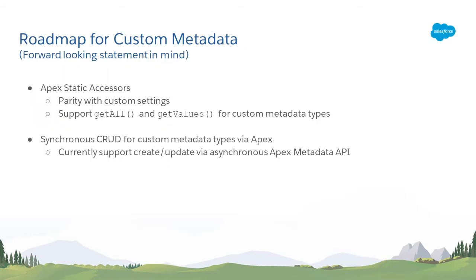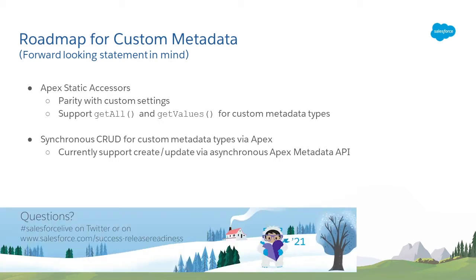Now, before I pass it over to the next PM, I want to leave you all with some more good news. On our roadmap is Apex Static Accessors, which aims to bring custom metadata types to parity with custom settings. With this feature, you will be able to use getValues and getAll methods on custom metadata types exactly as you can today on custom settings. It will be a performance improvement on custom metadata types as it will avoid looping over the record results retrieved as a list and instead allow you to directly access them using a key-value pair.